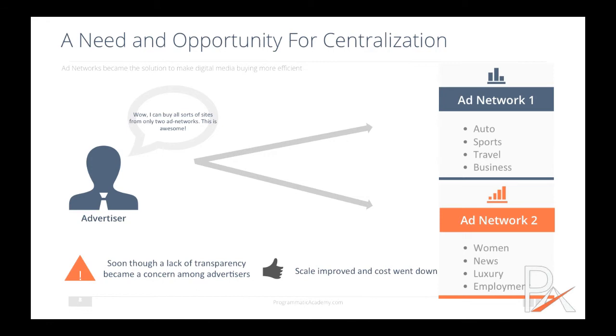I want to go back to transparency for a second, because that's a recurring theme in digital marketing, especially in programmatic, and you'll be hearing a lot more about it. Maybe not in this course, but in the following courses for sure.